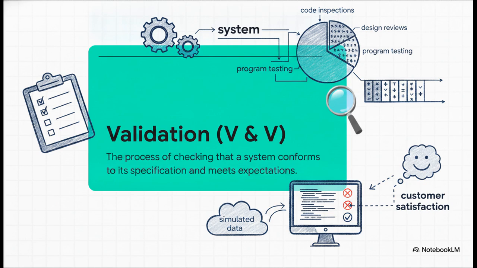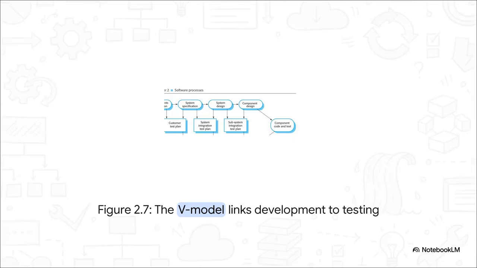Now, while this does involve activities like code inspections and design reviews, the vast majority of your time and effort in V&V is spent on program testing. That means actually executing the system with simulated data to hunt down and fix errors. This brings us to a really elegant concept called the V model of development. This maps out exactly how testing works in a plan-driven process.